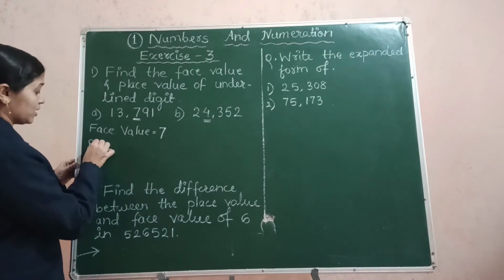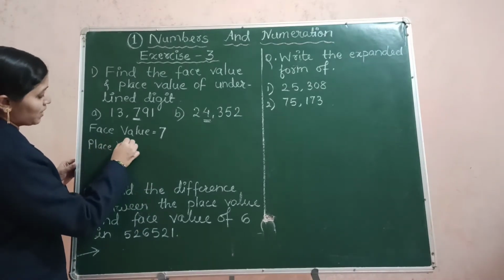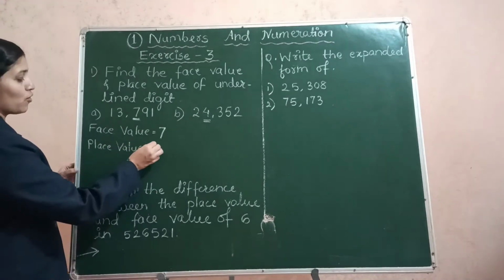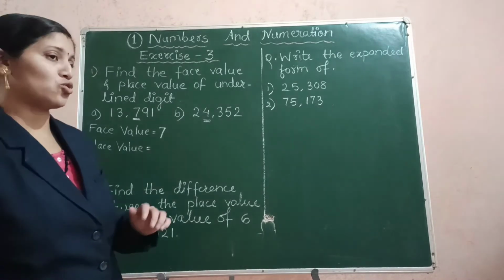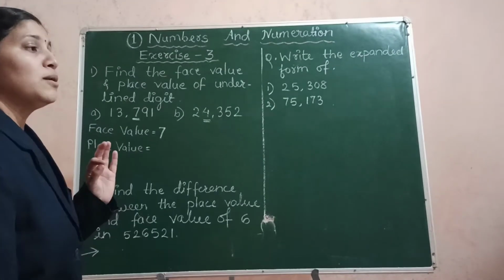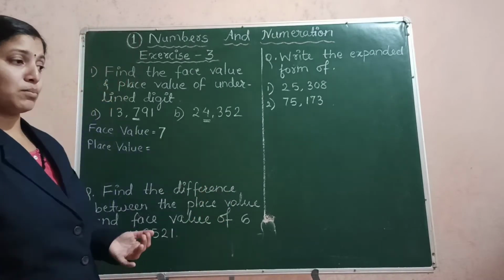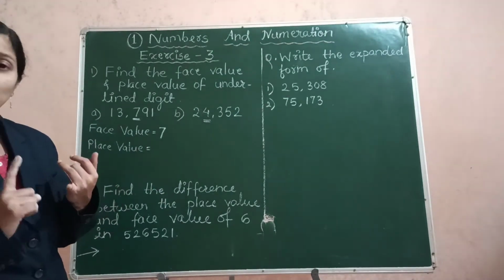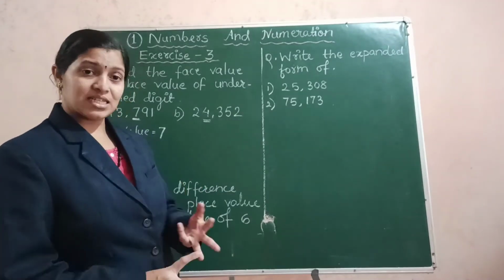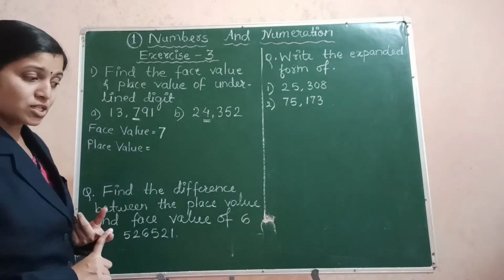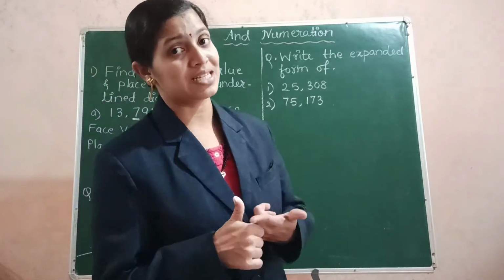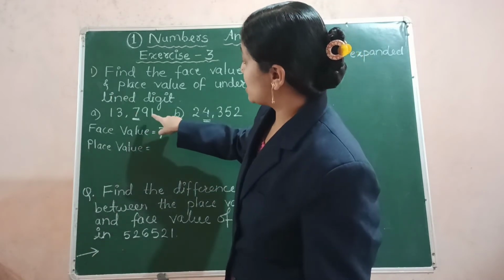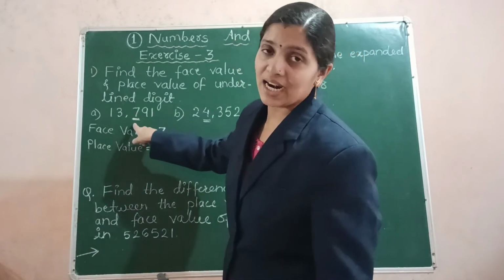Now we will find out the place value. And what is the place value? Place value depends upon the position of that digit in the number. So we have to find out what is the position of that digit in the number. Position means we have to find out its place, whether it is in ones, tens, hundreds, thousands, 10,000s, or lakhs. In this number we can see that the digit 7 is in ones, tens and hundreds place.